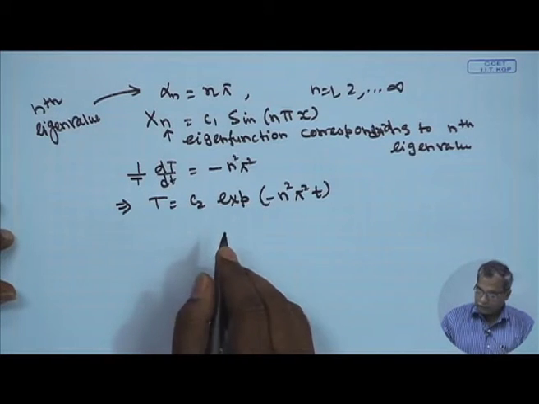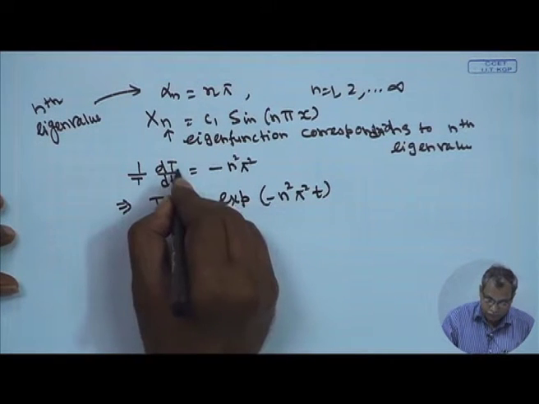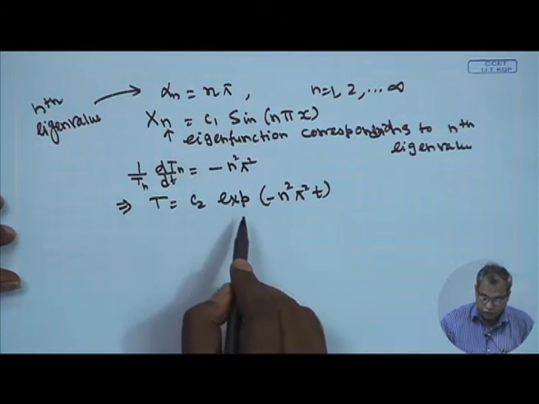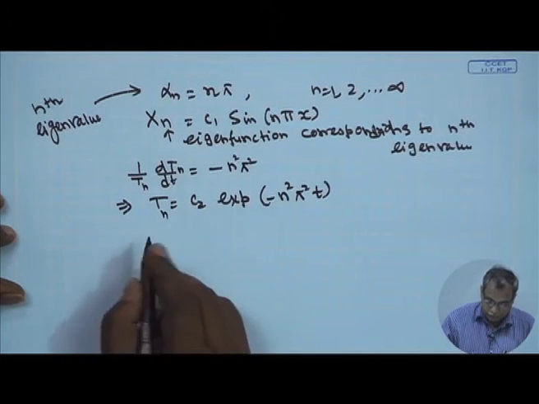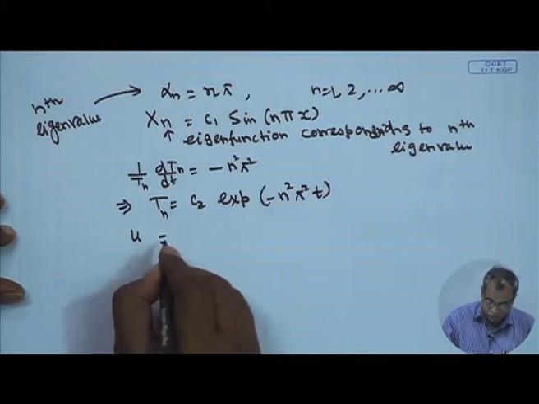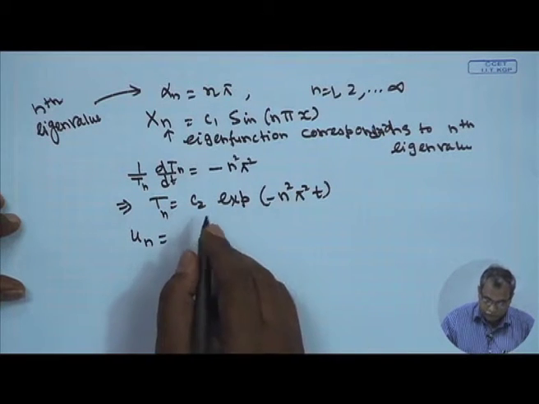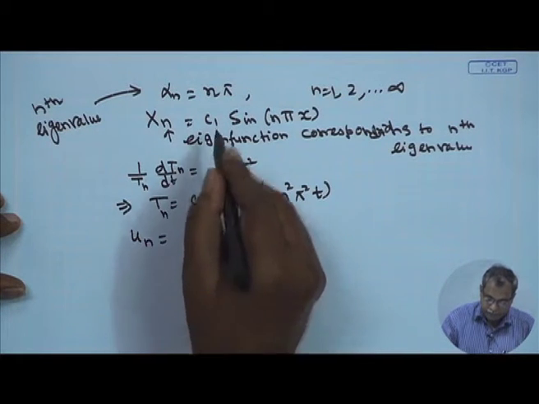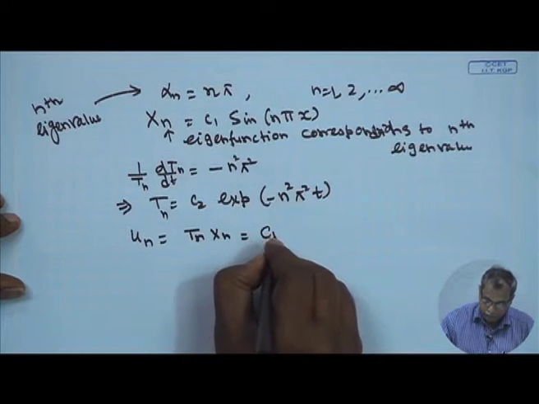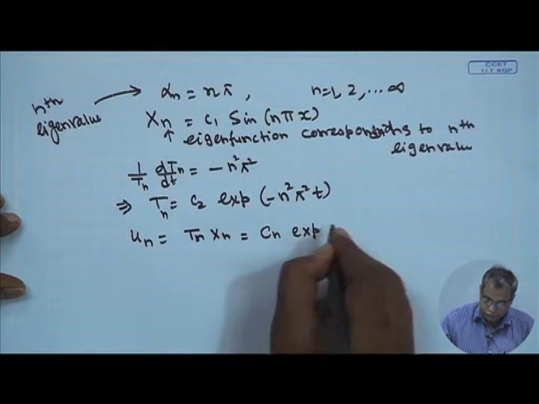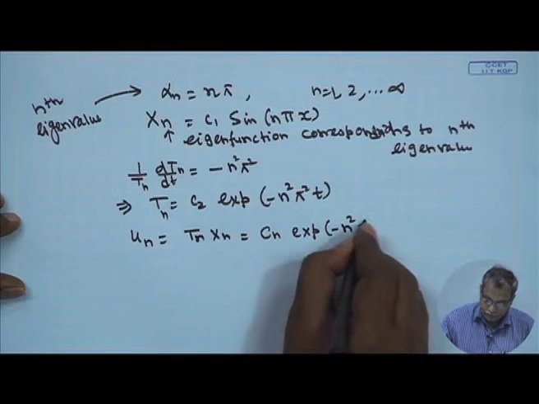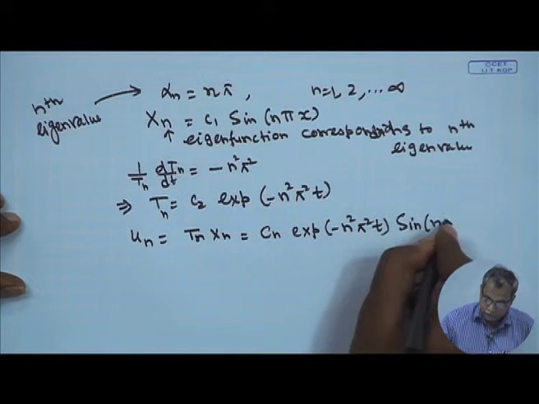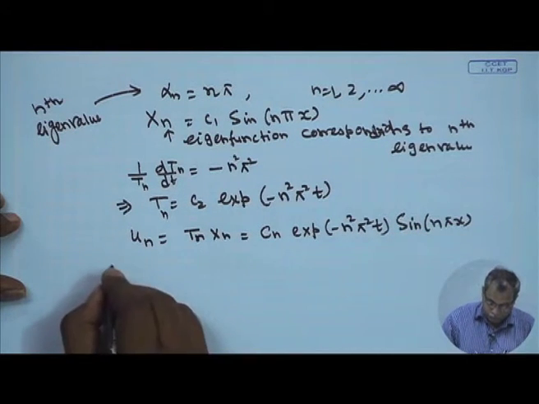Now, we can get a complete solution. This T we should have a subscript n, because it corresponds to the nth eigenvalue. Therefore, u n corresponding to the nth eigenvalue is T n X n, and c1 and c2 will be multiplied, giving a new constant Cn, exponential minus n square pi square t, sine n pi x.